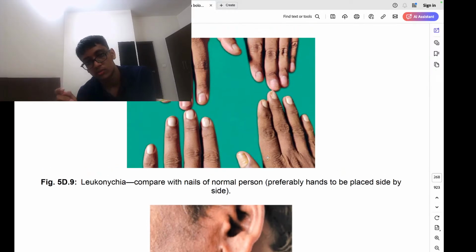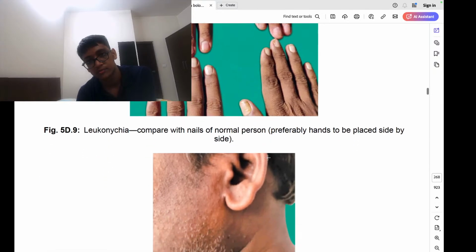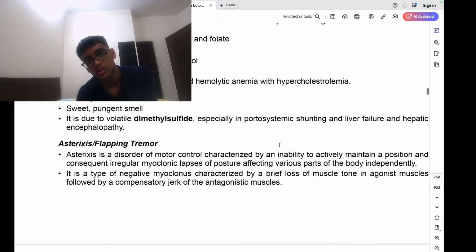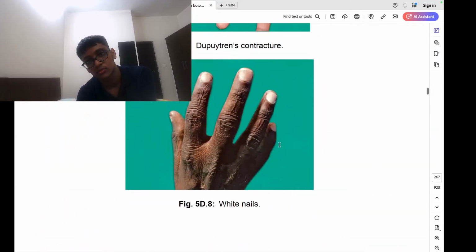Then leukonychia. Comparing the nail with a normal person's is also done; preferably the hands should be placed side by side. Leukonychia. Then diminished facial hair with parotid enlargement.